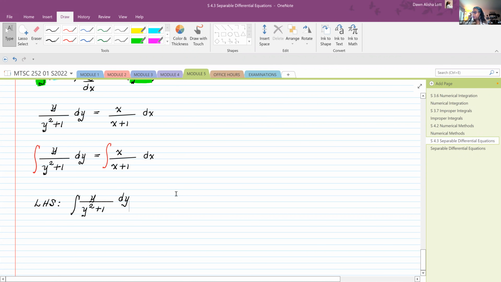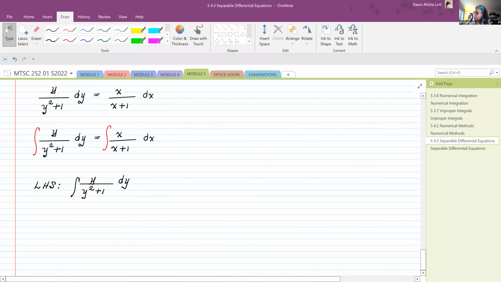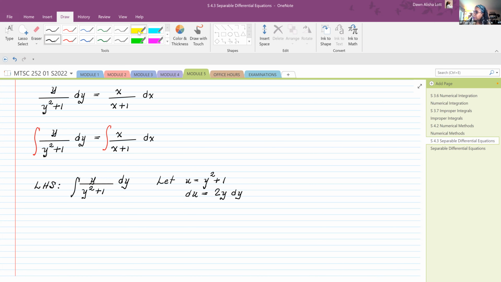Okay, that doesn't jar your memory. Why don't I let u be y squared plus 1? Okay, Chara, what's du? 2y. Oh, you stopped. Is it not 2y? Okay, 2y dy. Don't forget that, remember? Okay, because in this problem, we have y dy at the top, right? You see y dy?